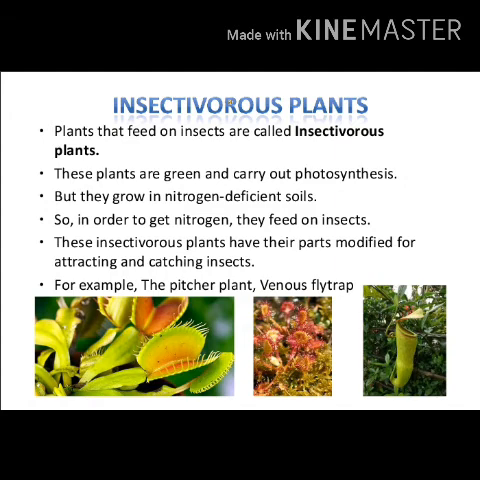Insectivorous plants. Plants that feed on insects are called insectivorous plants. These plants are green and carry out photosynthesis, but they grow in nitrogen deficient soils. So in order to get nitrogen, they feed on insects. These insectivorous plants have their parts modified for attracting and catching insects. For example, the pitcher plant, Venus flytrap, etc.